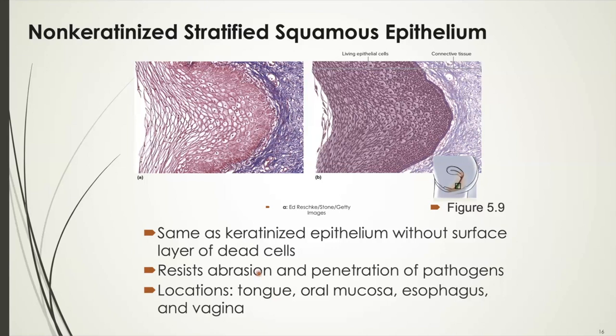So it is also going to resist abrasion and penetration of pathogens, because pathogens have that way into your system. So with that, all of these different types of organs are going to have an opening to the outside, and some type of abrasive motions that they need protection from. As you can see here, here is where the living epithelial cells are. They're all living epithelial cells. They don't have that surface layer of dead cells.